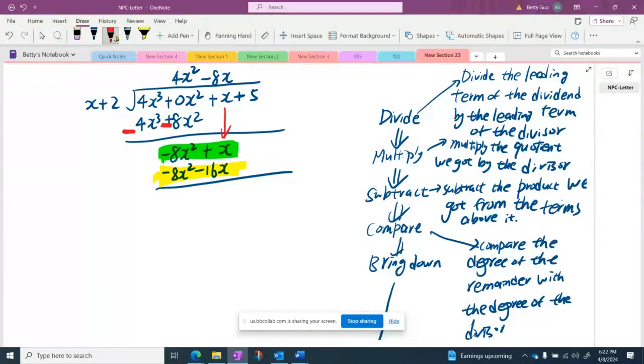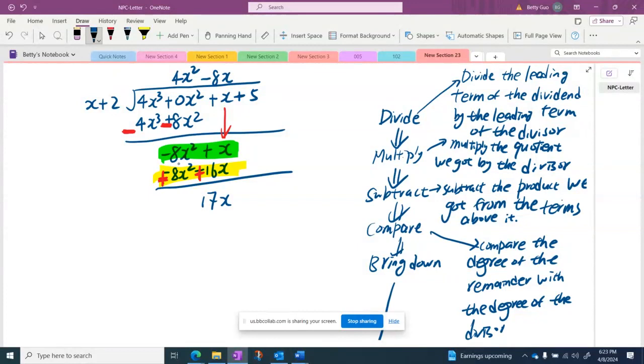In the yellow, we have negative 8x squared minus 16x. Both terms are negative, and we are going to change them to positive, and then add them up. Negative 8x squared and positive 8x squared cancel, right? That's what we want. x plus 16x, 17x. Let me double check, am I on the right track?